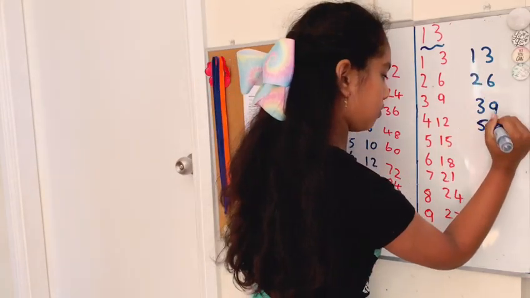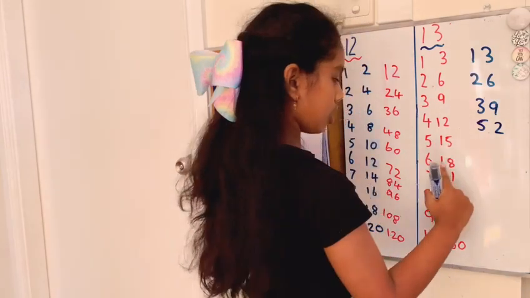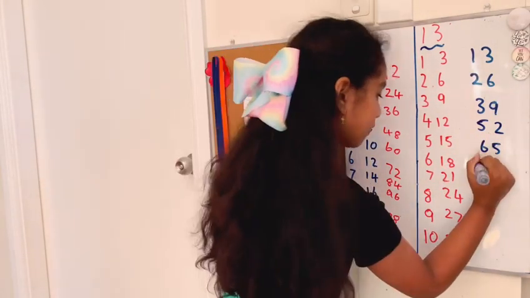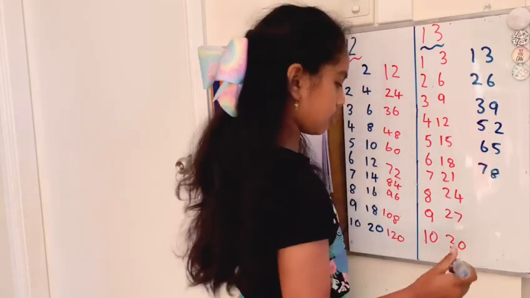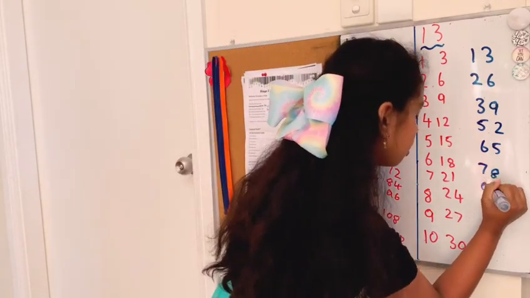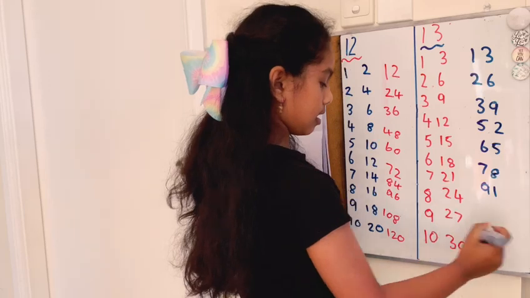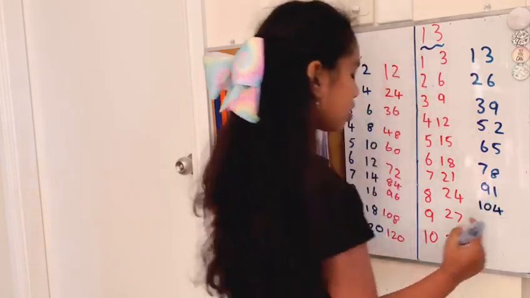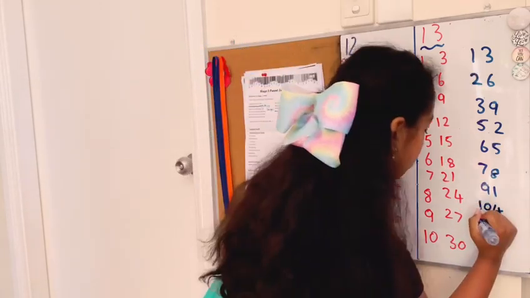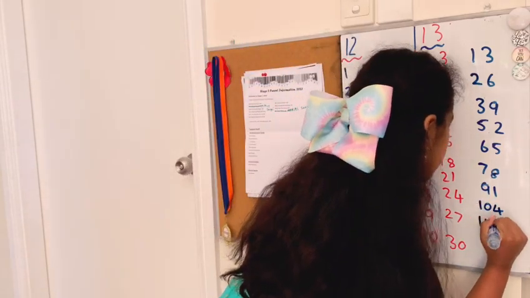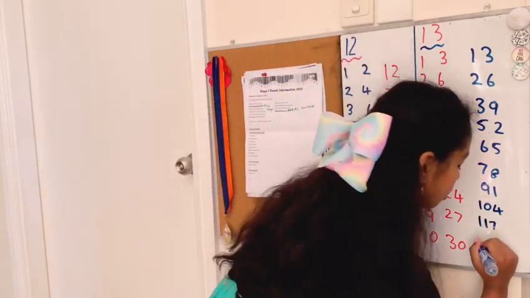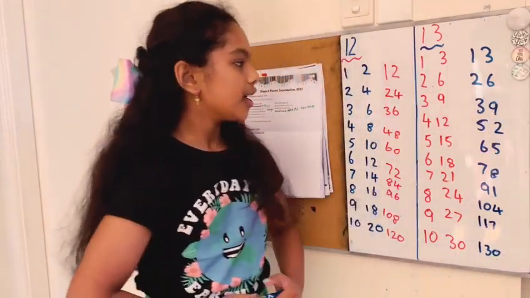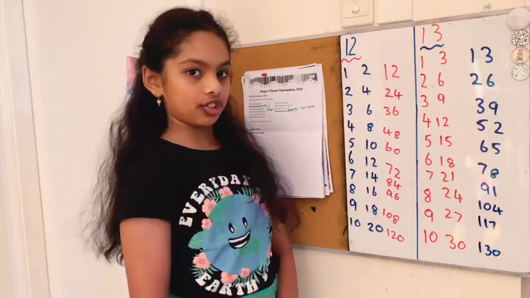So 65, 78, 91, 104, 117, and last but not least, 130. So this is the timetable trick.